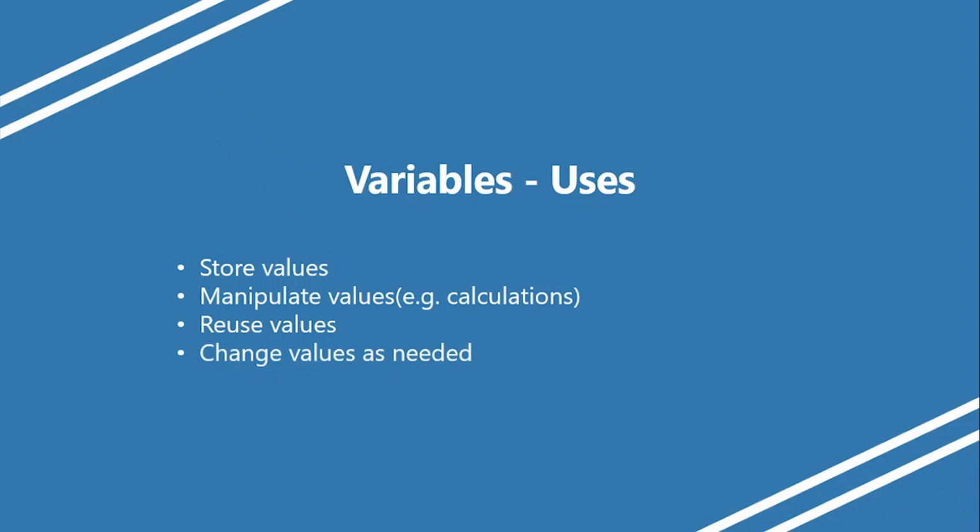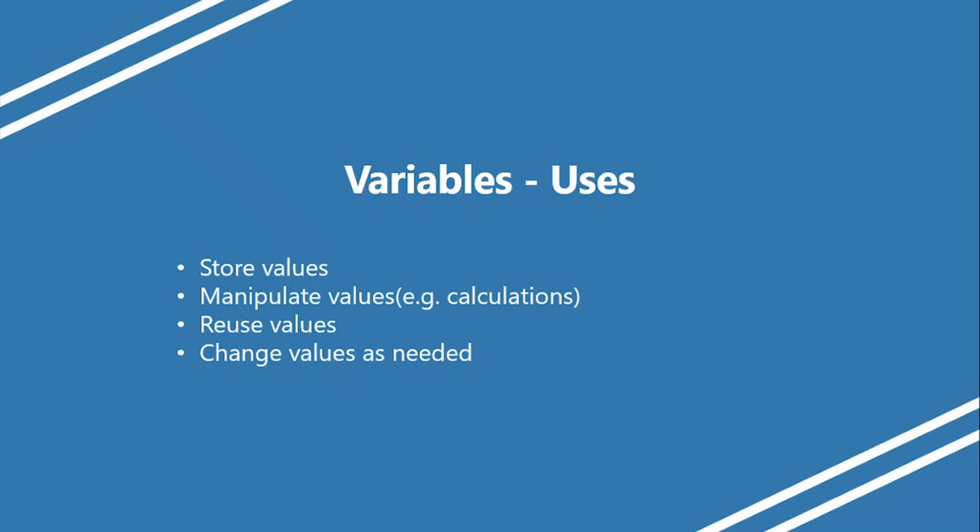There are other reasons why variables are important, but these are actually the main ones. So we use them to store values, we use them to manipulate values, we use them so we can reuse values and change values as needed. You may want x to be 10 now, but in the future you might want x to be maybe 15 or 20. So variables allow us to do that without actually going through all of the code as we might if it was only just a number.